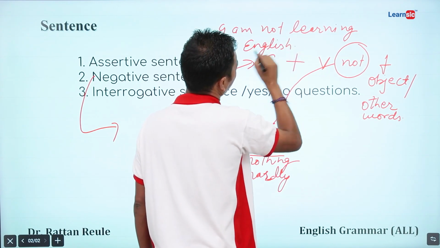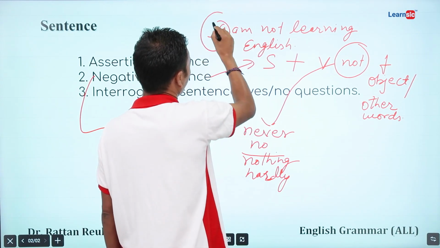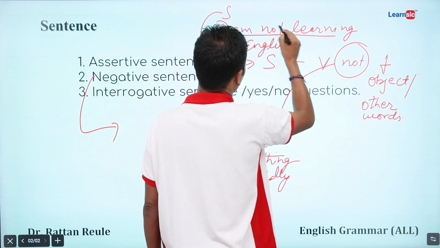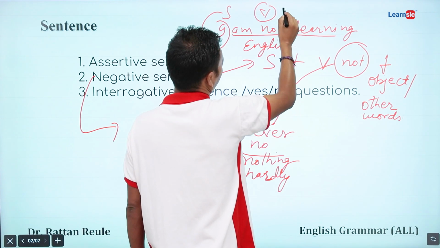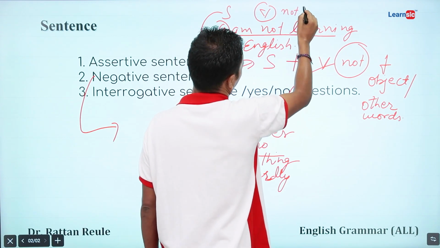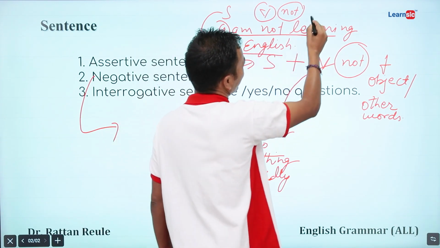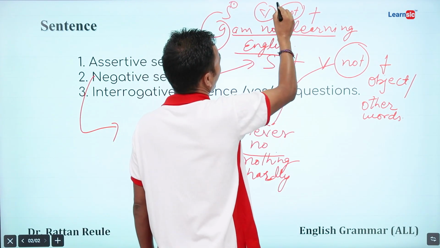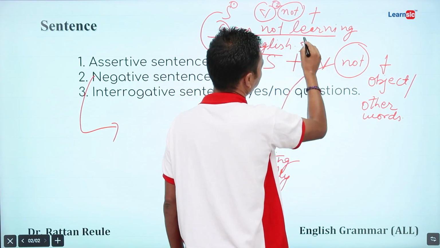I'm not learning English. Look here, this is the first portion. We call it the subject. "Not learning" is the verb part, and the word "not" is there to make the negative sentence. English is part 3. So part 1 is this, part 2 is this, and then English is part 3.